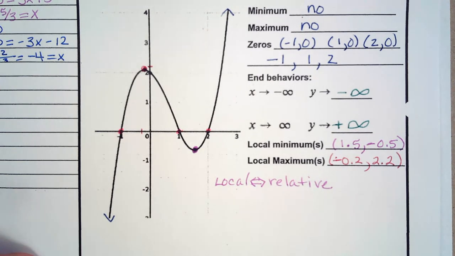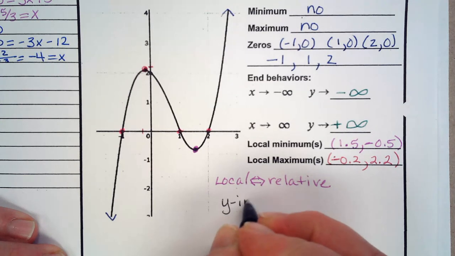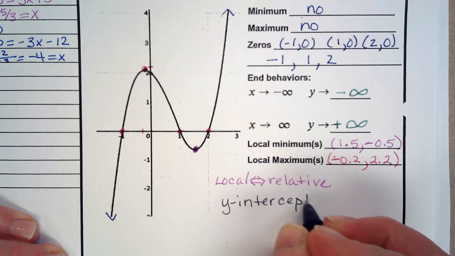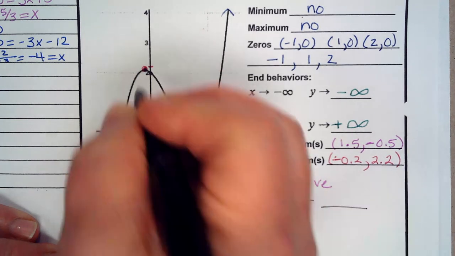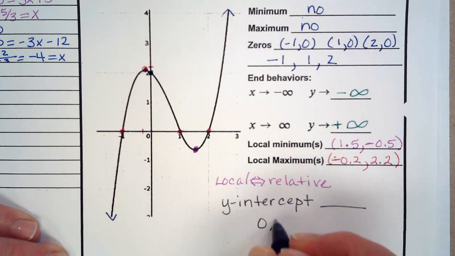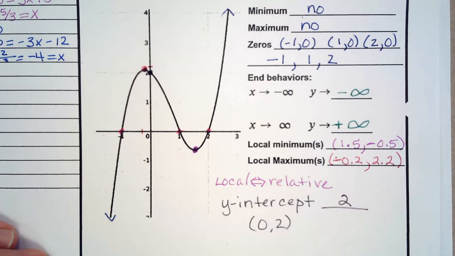Okay, the last thing that I did not put on here, but I should have: what is my y-intercept? Where does it cross the y-axis? That is at (0, 2). So my y-intercept is simply 2.